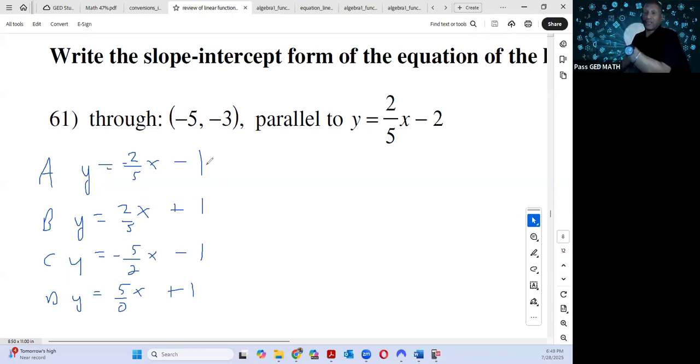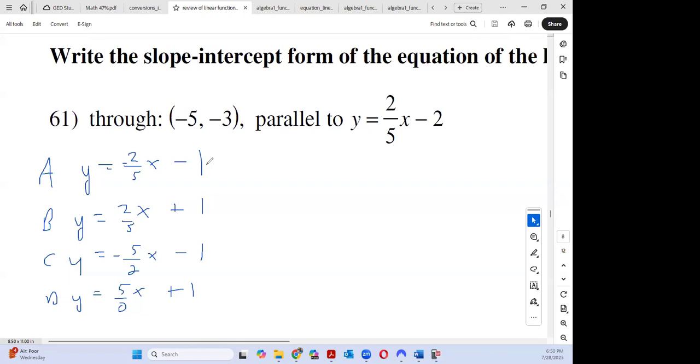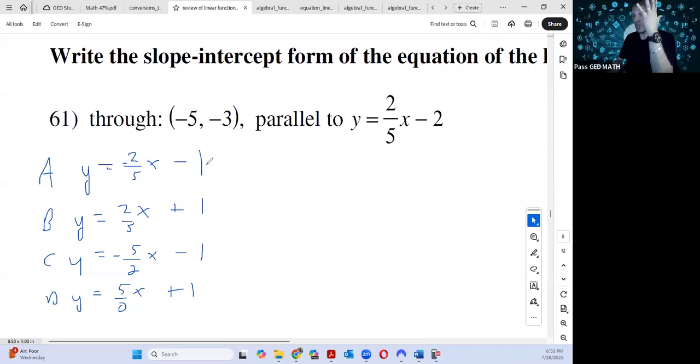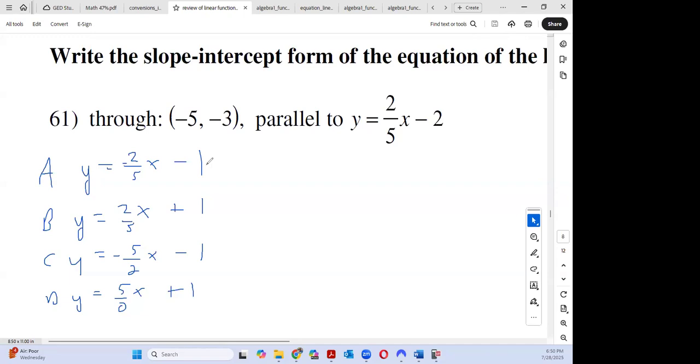What is the equation of the line that passes through -5, -3, and is parallel to 2/5 x minus 2? Can anybody answer this question in 5 seconds? 1, 2, 3, 4, 5. What answer would you say first? Is it A, B, C, or D?